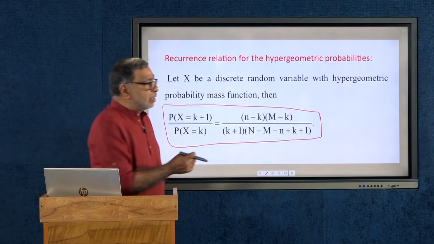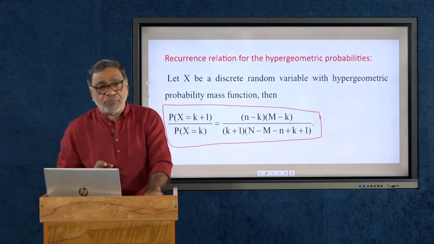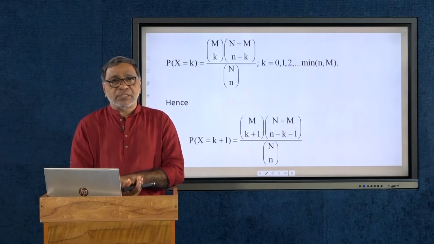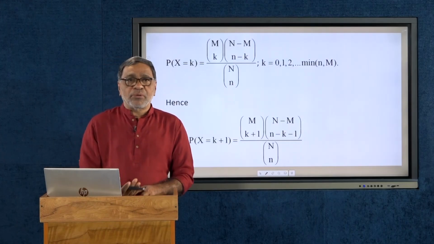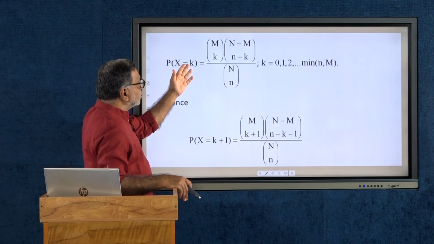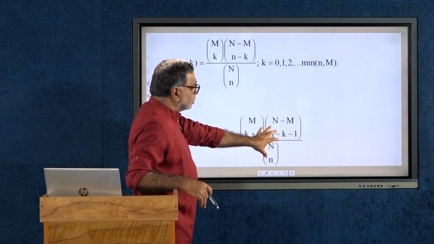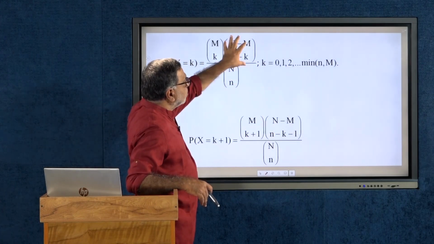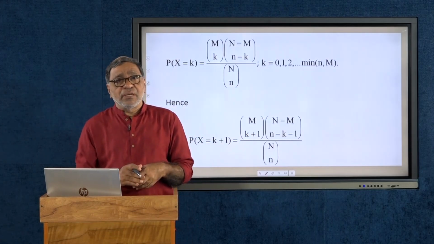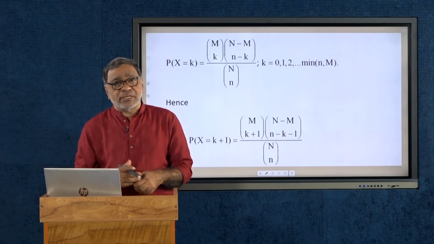Just substitute the probability values. This is the probability value of X equal to k, the hypergeometric probability mass function, and replace k with k plus 1, and we have the second expression. So, you find the probability of X equal to k plus 1 divided by the probability of X equal to k, that is the right side expression of this one divided by this one, and replace the MCk and other combinations NCn, etc.